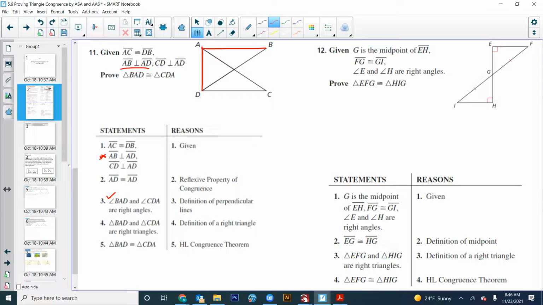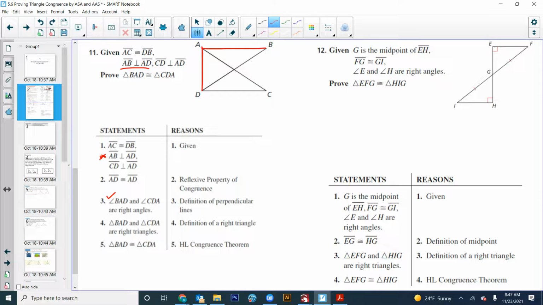In HL, what do you need for HL? You need right triangles that have a pair of legs and a pair of hypotenuses congruent, okay? Do you agree? So in HL, we never actually use a pair of angles being congruent. We just say they are right triangles. So I'm going to give them a pass on that one. They said that we have right angles, therefore they're right triangles, and they have a pair of hypotenuses and a pair of legs congruent.